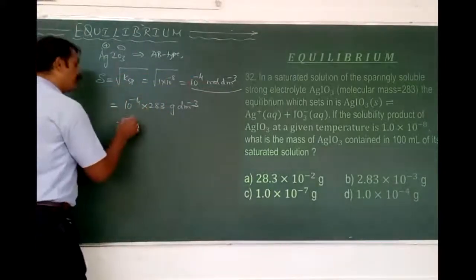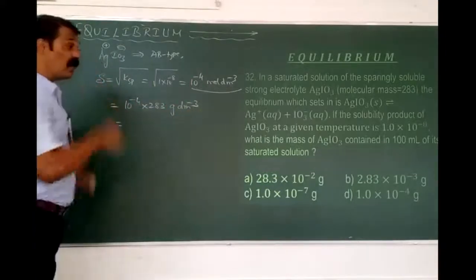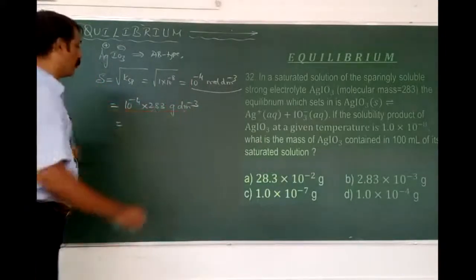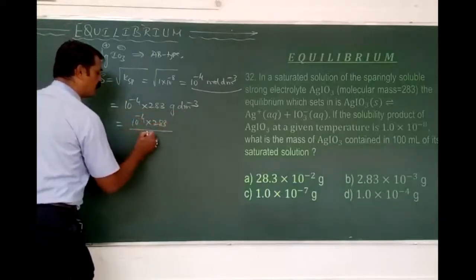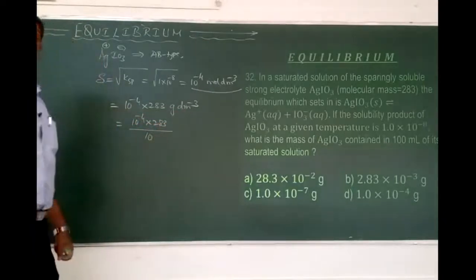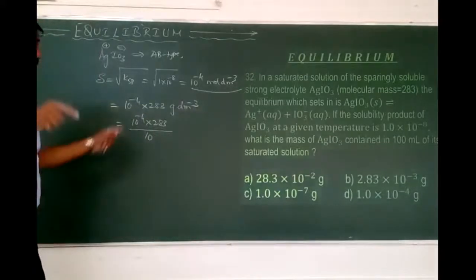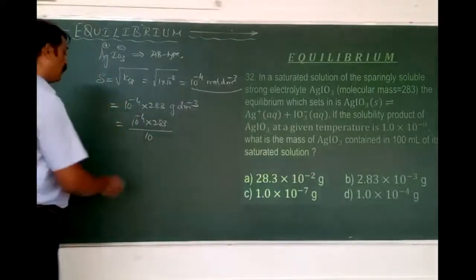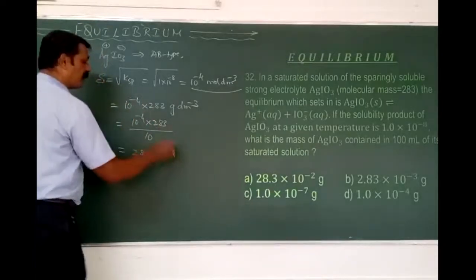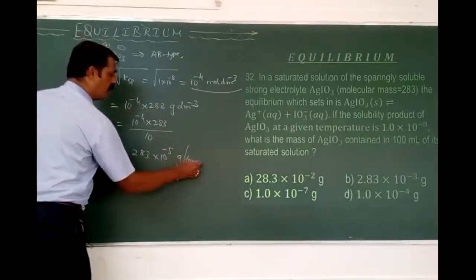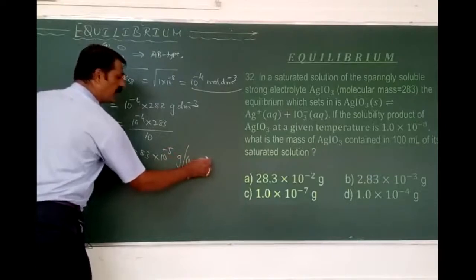That is equal to. But here it is for 100 ml, but here it is for 1000 cm cube. Therefore, 10 to the power of minus 4 into 218 divided by 10. Why is it 10 times? Because for 1000 it is that much, for 100 it is divided by 10. So on simplification, 283 into 10 to the power of minus 5 gram per 100 cm cube.